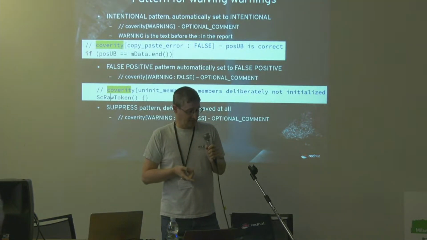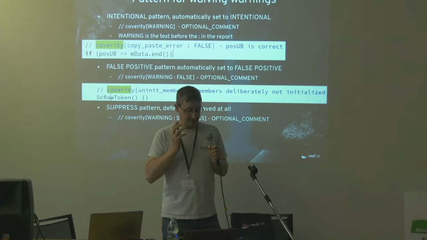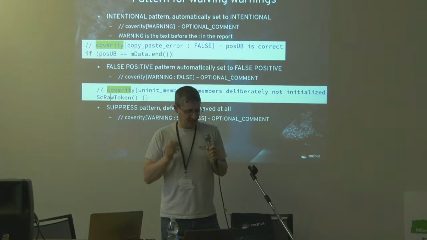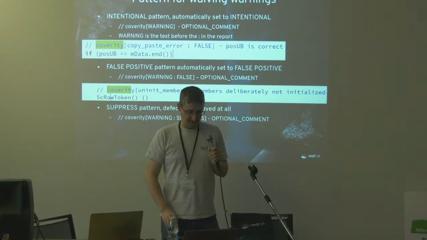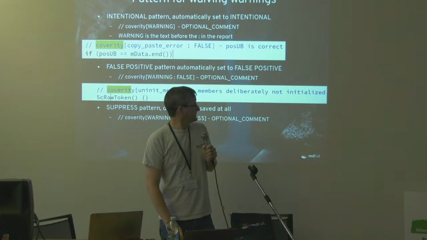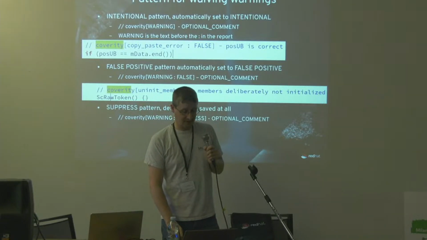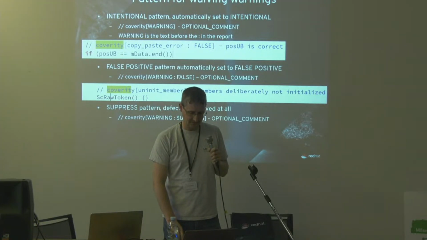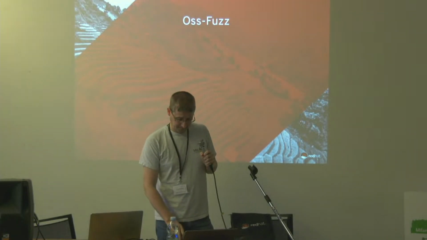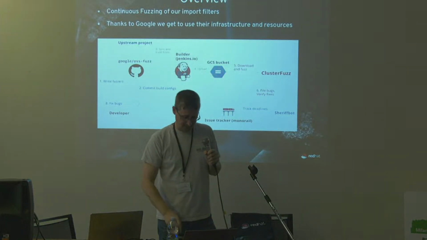This is the Coverity warning patterns. We have false positives, intentional, and then there's a new one for don't even record it in the instance at all. That's rarely used in our base. So Coverity numbers, after a long process, are back down to 0 again, and that's great, and we're using the latest version of Coverity. Next, OSS-Fuzz, which is what Google provides.